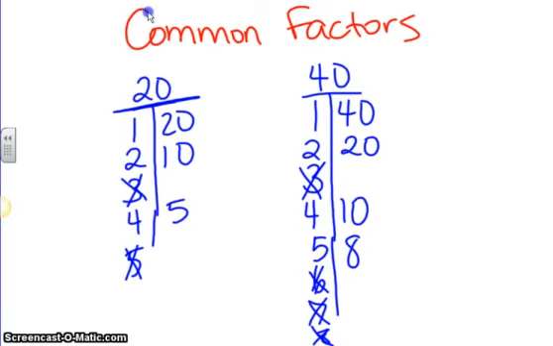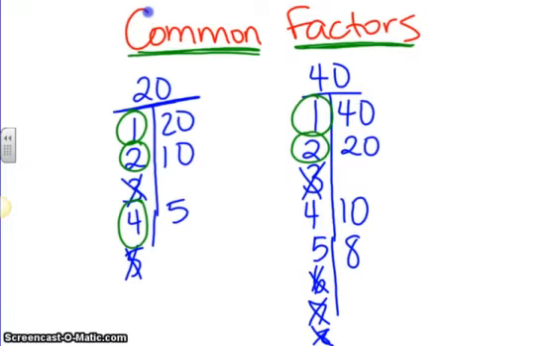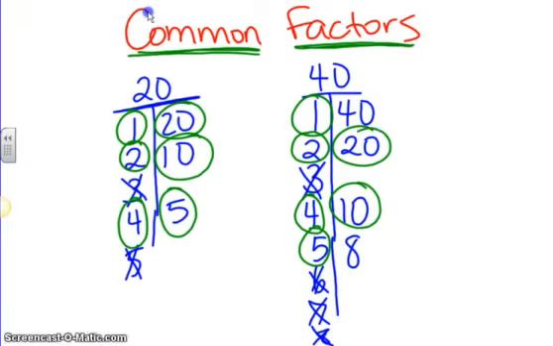So now I need to find the common factors. Now you know the word common means the ones that they have the same. And factors are the numbers we multiply. So what numbers do they multiply that are the same? Well, I have a common factor of 1. I have a common factor of 2. I have a common factor of 4. I have a common factor of 5. I have a common factor of 10. And I have a common factor of 20. So when listing all of those common factors, I would say the common factors are 1, 2, 4, 5, 10, and 20. Those are all my common factors for the numbers 20 and 40.